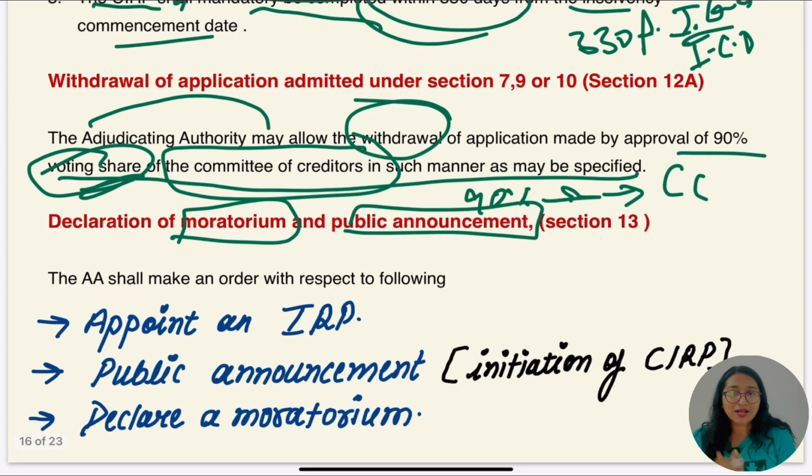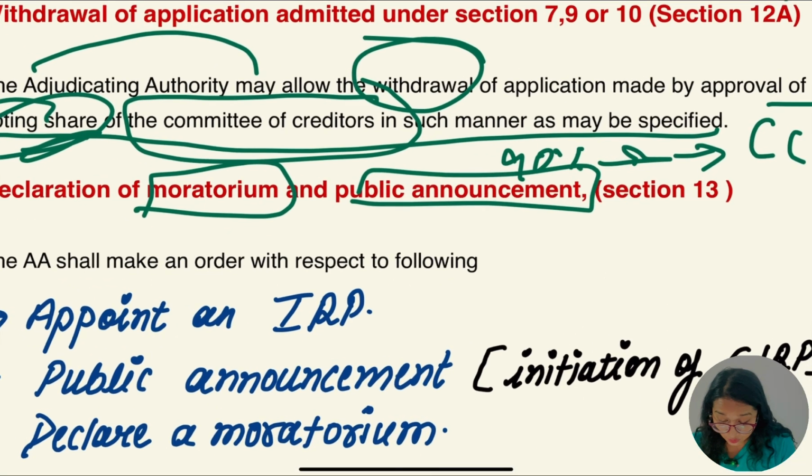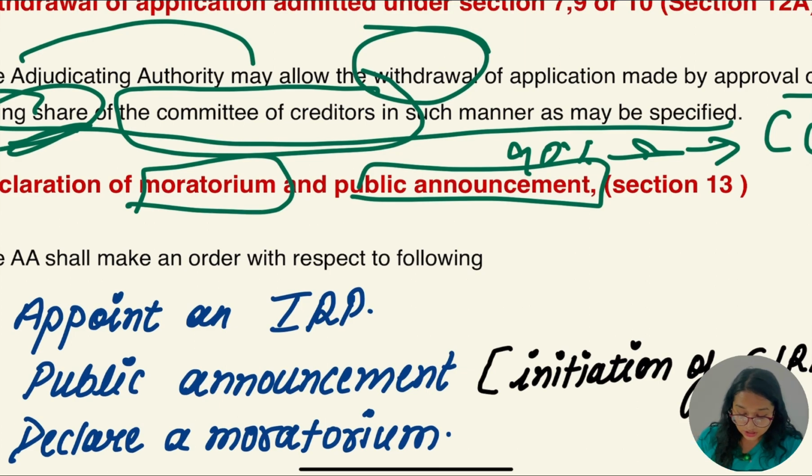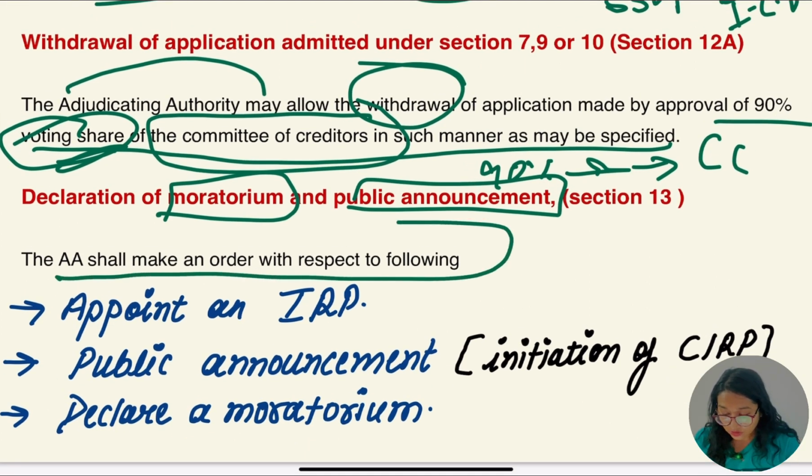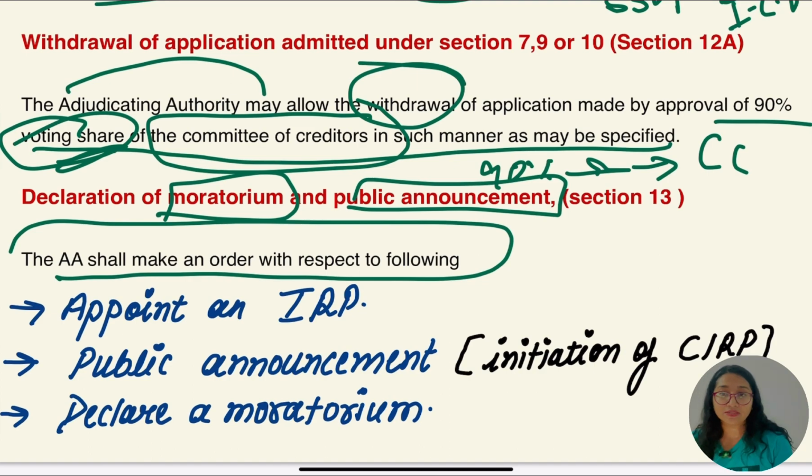Okay, so once these things are done, the CIRP process is initiated, what is going to happen? The AA, the adjudicating authority, shall make an order with respect to the following things. First of all, appointment of interim resolution professional is going to happen. So the first point says about the appointment of the IRP, interim resolution professional.